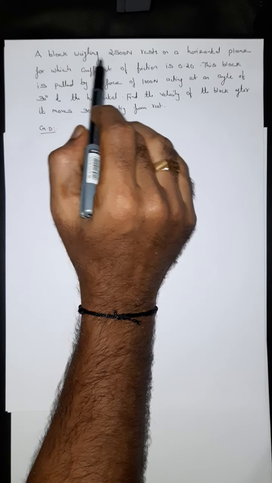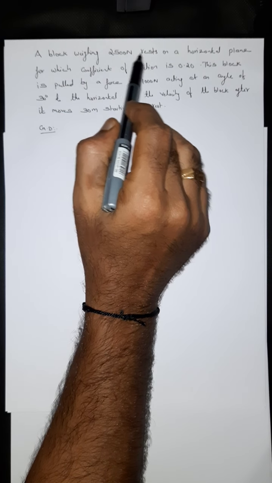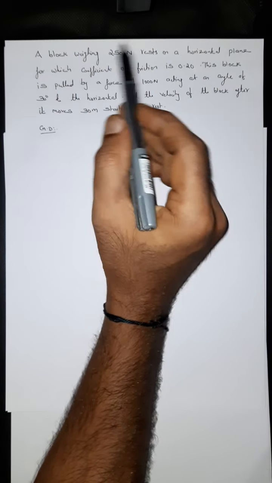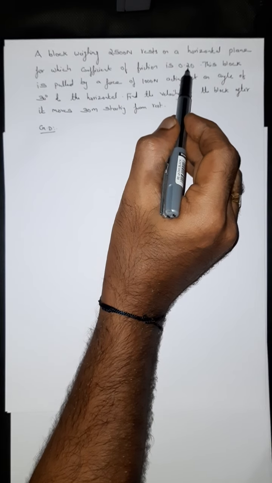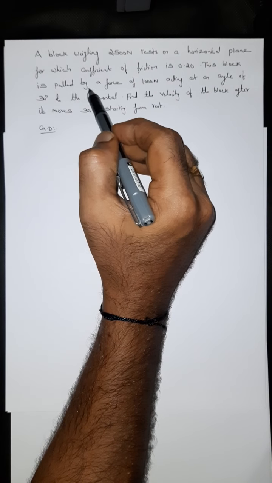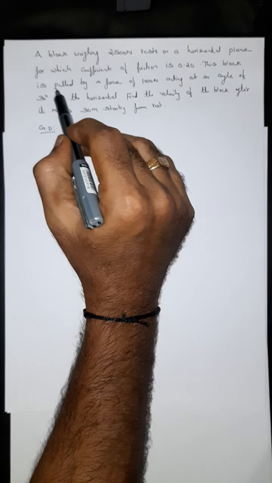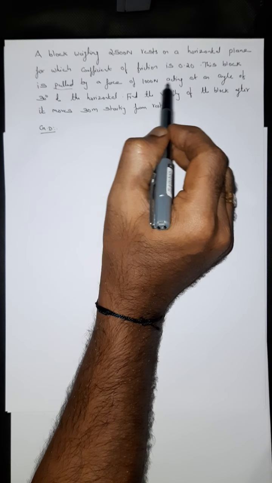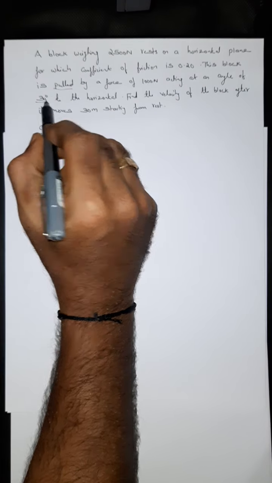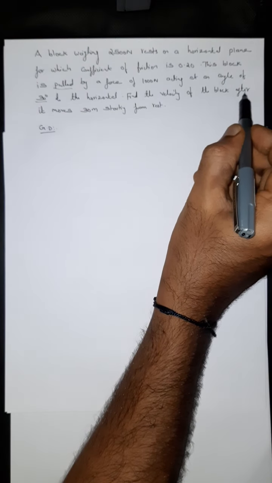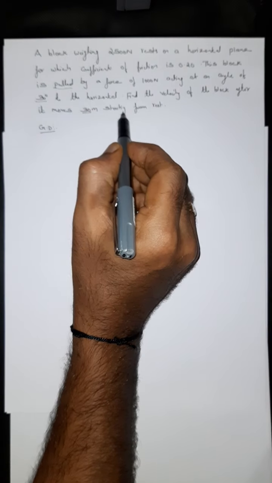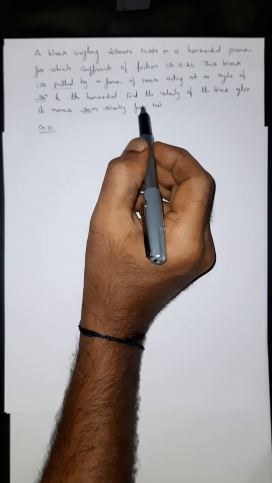A block weighing 2500 Newton rests on a horizontal plane for which the coefficient of friction is 0.2. This block is pulled by a force of 1000 Newton acting at an angle of 30 degree. Find the velocity of the block after it moves 30 meter starting from rest.